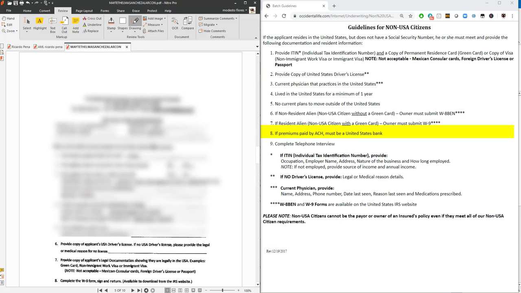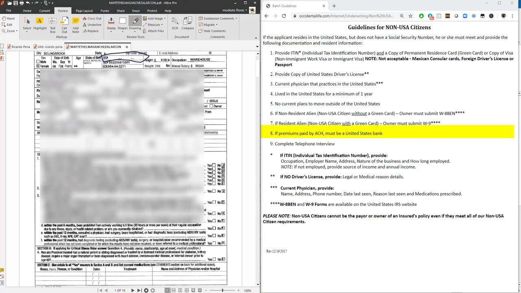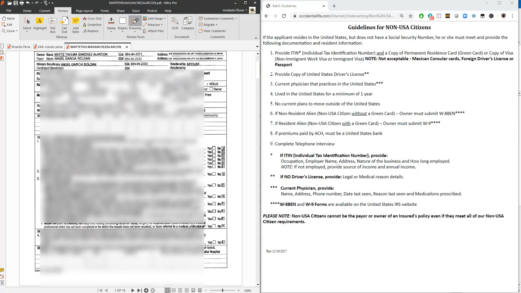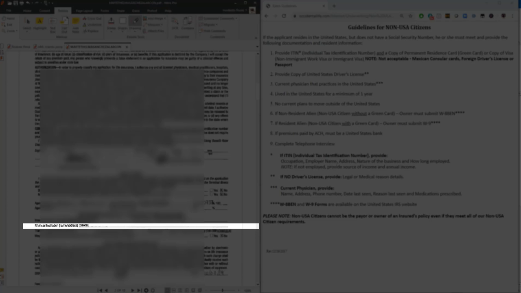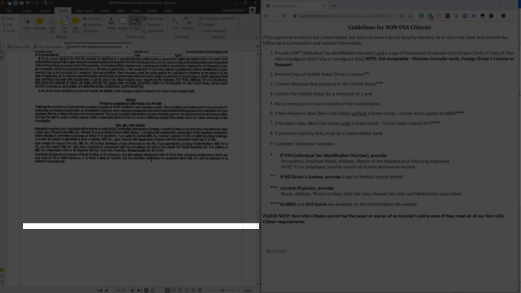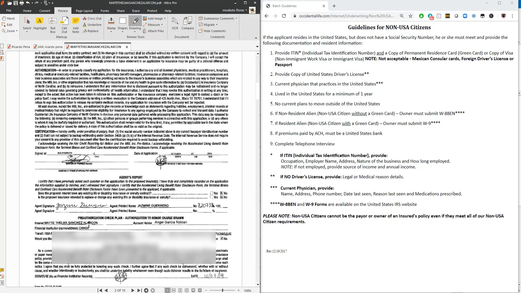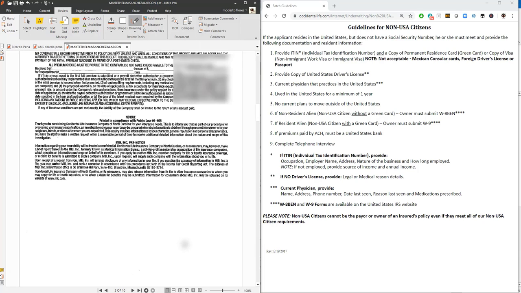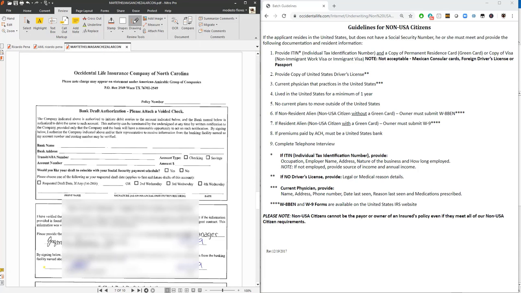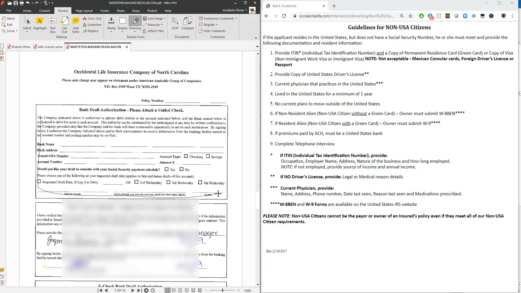Number 8, if premiums paid by ACH, it needs to be a bank from the US. So do we have a bank from the US? Right here, Chase. And it tells you over here, name and address. So they bank at Chase, but what is the address? So we need the address of the bank there and on the ACH. This is incomplete. This needs to be completed fully. So obviously this is going to be no. This is going to be checking. This is going to be on issue.